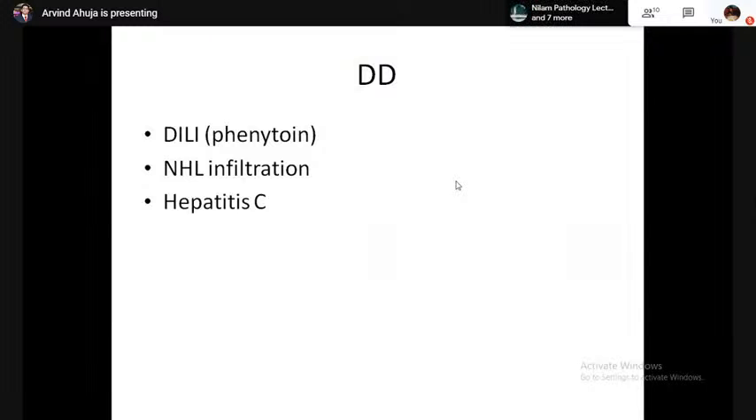But again, you have to confirm it by serology, because Indian file pattern of infiltration by the mononuclear cells can also be seen with DILI, which is a drug-induced liver injury, especially with phenytoin. And you can also find this pattern with NHL infiltrating the liver, and sometimes, rarely, it can also be seen with hepatitis C. So, serology is a must for diagnosing EBV hepatitis.